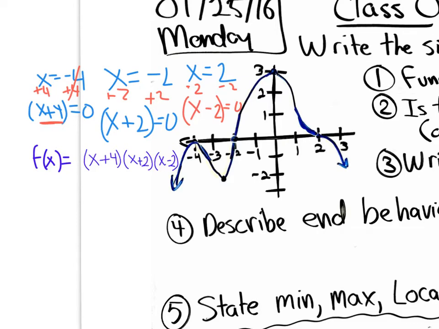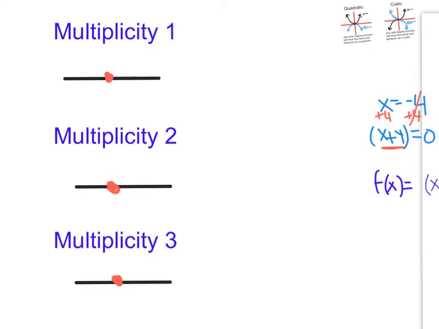Okay, let's actually review multiplicity. So multiplicity 1, if you're looking at the graph from left to right, what does that mean? That means that it would just cross right through it. Why? Because that's a line, and when you think about the function of a line, it has the highest power of 1, that's it.